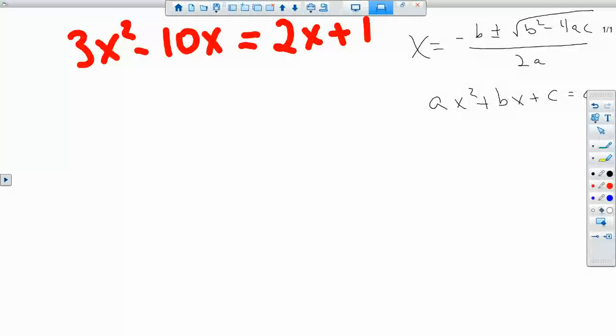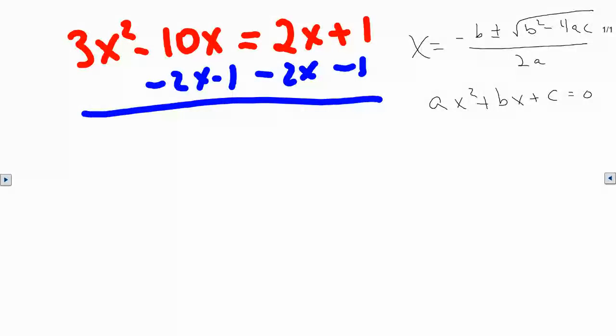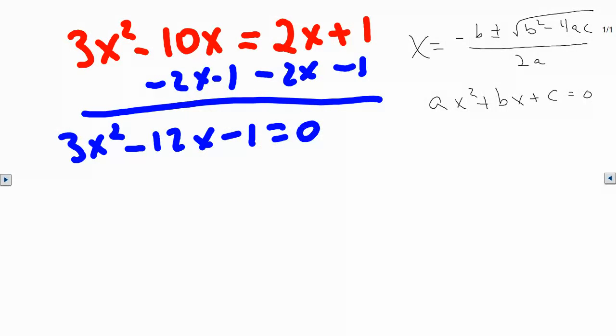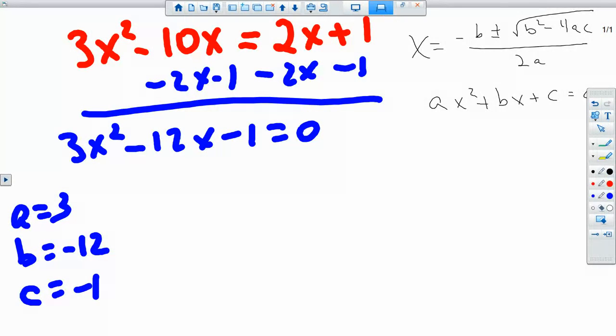So the first thing I need to do is get this thing set equal to 0, so it's in the form that it's supposed to be in. So subtracting 2x from both sides, subtracting 1 from both sides, what I get is 3x squared minus 12x minus 1 equals 0. So my a value is 3, my b value is negative 12, my c value is negative 1. It's very important to get those signs right, otherwise you're going to get the problem wrong.